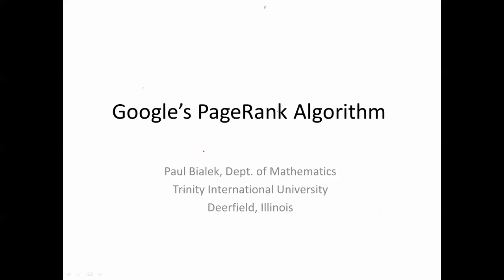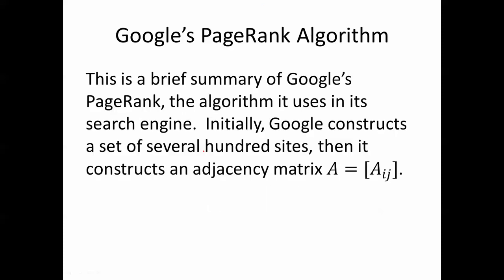Let's look at Google's PageRank algorithm. This is a brief summary of Google's PageRank, the algorithm it uses in its search engine. Initially, Google constructs a set of several hundred sites. Then it constructs what's called an adjacency matrix A.